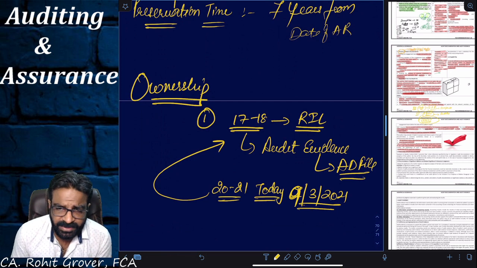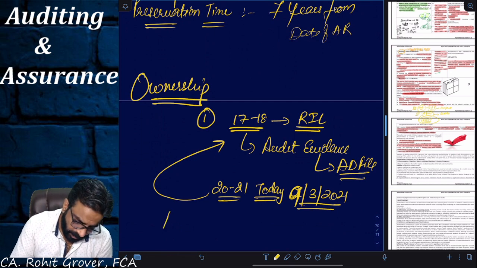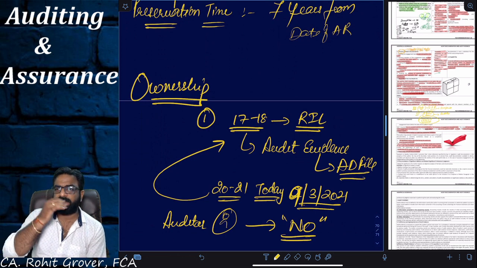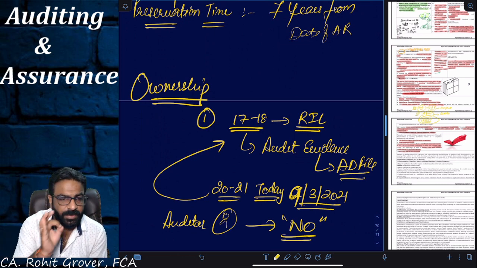Now, the auditor said, no, I will not give it to you. My question is very simple. Can the auditor say no to the client?